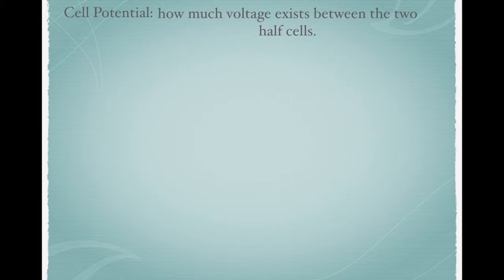So now that you know that there are half reactions, so you've got a reduction reaction and an oxidation reaction, we are now going to put numbers to that. And the term that we use for actually quantifying what's happening in those overall reactions is cell potential. Now, cell potential is how much voltage exists between the 2 half cells.